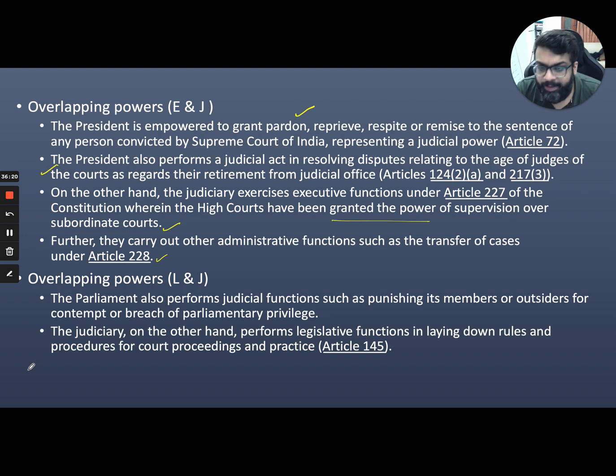And then finally, we of course look at overlapping powers between the legislature and the judiciary. Now, the parliament performs judicial functions such as punishing its members or outsiders for contempt or breach of parliamentary privilege. In fact, when the presiding officers of the parliament discharge functions of anti-defection law and decide to disqualify somebody, that is in effect a judicial function.